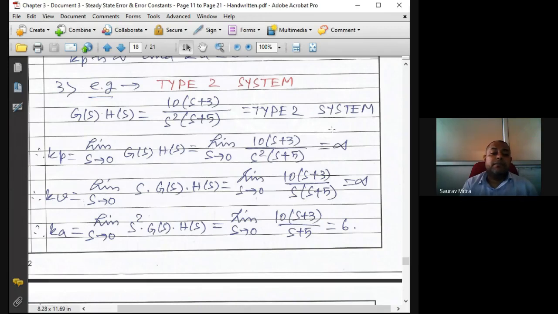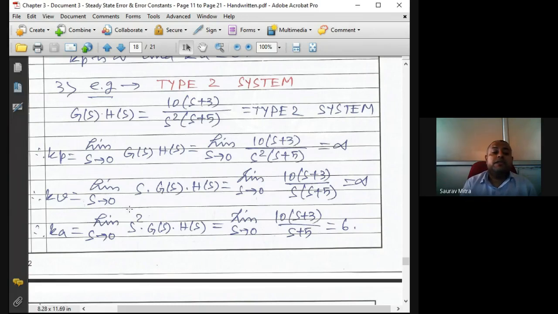Same thing, Kv is limit S tends to 0 of S into GSHS. So the S and S square, this S square is reduced to S raised to 1, because there is an S here. This S is cancelling one S at the denominator. So it is becoming 10 into S plus 3 divided by S into S plus 5, because GSHS is multiplied with S. In that case, if you substitute S equal to 0 at the denominator, then Kv will become infinite.